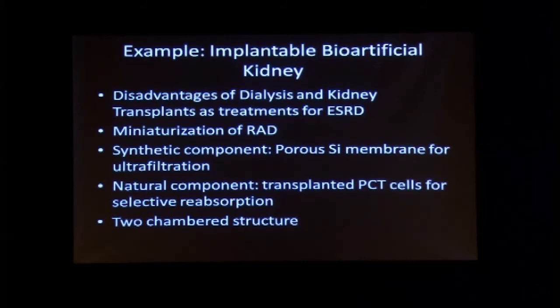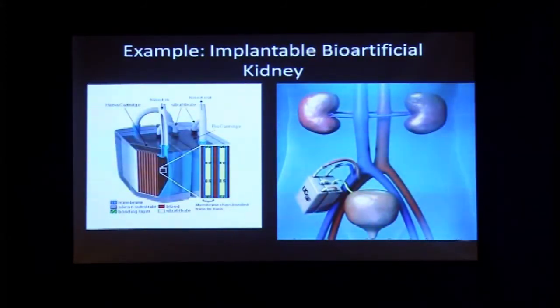So this particular bio-artificial kidney is a small electromechanical device that works mainly as a miniaturized renal assist device. So whatever RAD that is existing, this is a miniaturized version of that. It has a synthetic component. It has a porous silicon membrane which carries out ultrafiltration, and then it has a natural component. That's the transplanted proximal convoluted cells that are used on a fibrin substrate in a two-chambered structure. Now, this is implanted as shown in the figure, and the implantation procedure is pretty much the same as that of a kidney transplant.